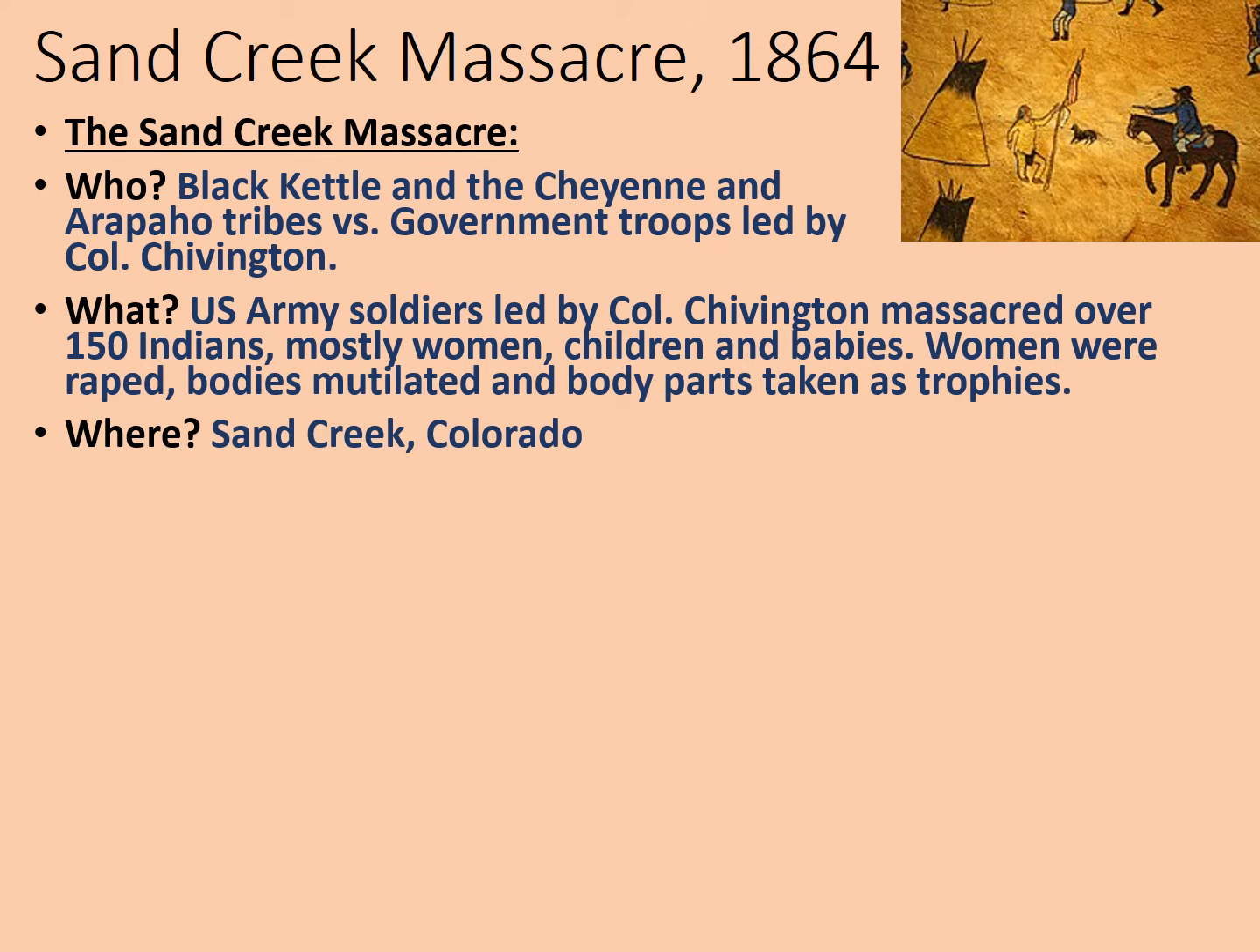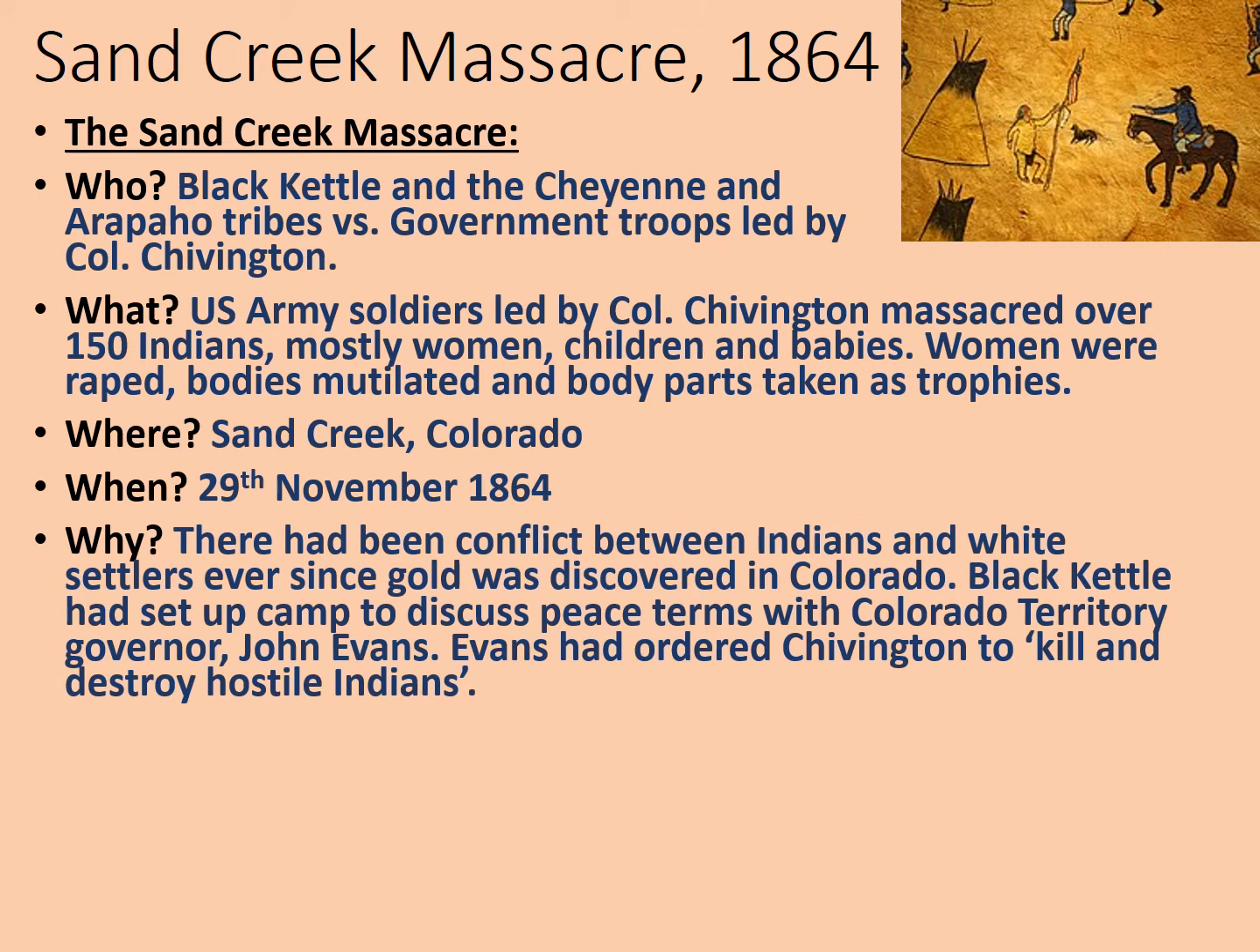Well, it happened at Sand Creek in Colorado on the 29th of November of 1864. There had been conflict between the Indians and white settlers ever since gold was discovered in Colorado. That meant that gold prospectors had been trespassing on Indian land. Black Kettle had subsequently set up a camp at Sand Creek to discuss peace terms with Colorado Territory Governor John Evans. Evans had ordered Chivington to kill and destroy hostile Indians.